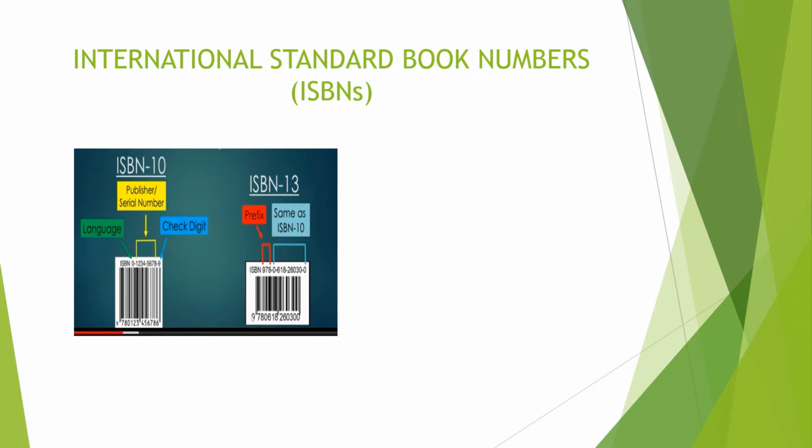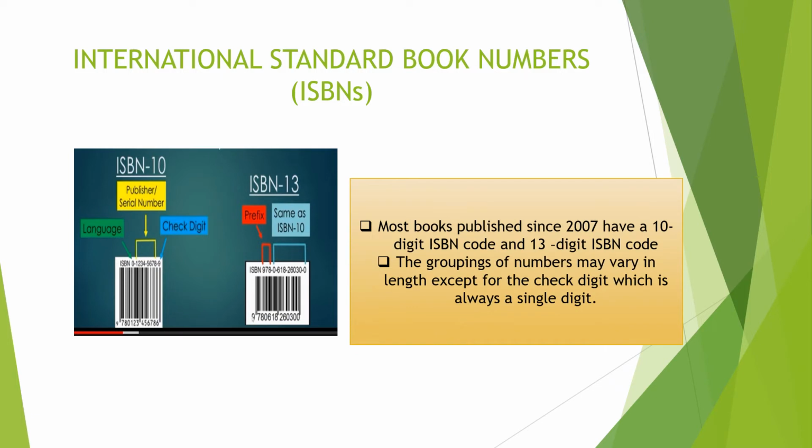Then on ISBN 13, the first digits 978 indicate its prefix, then it follows the same pattern as ISBN 10. Most books published since 2007 have a 10-digit ISBN code and a 13-digit ISBN code. The groupings of numbers may vary in length, except for the check digit, which is always a single digit.